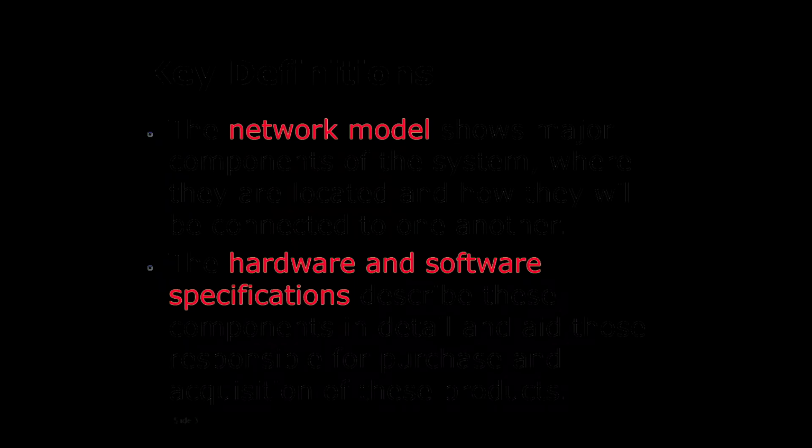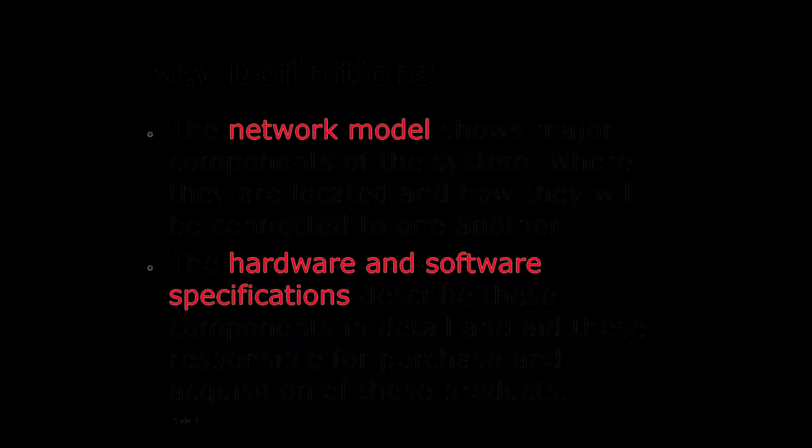So here we have the first one as network model. What does a network model show? So the network model shows major components of the system, where they are located and how they will be connected to one another. Means this network exhibits a blueprint, an organization of computer systems over a given network. Now these networks are based on various hardware and software specifications.